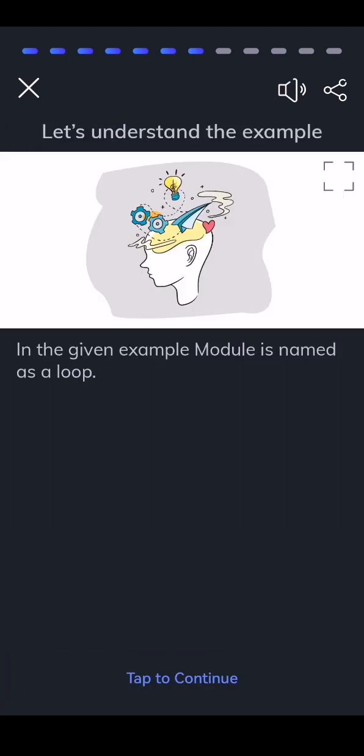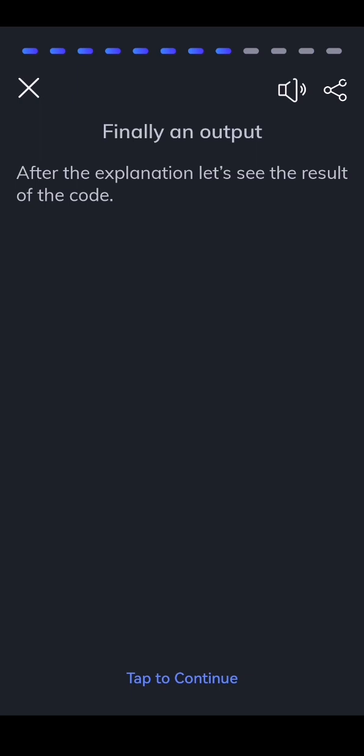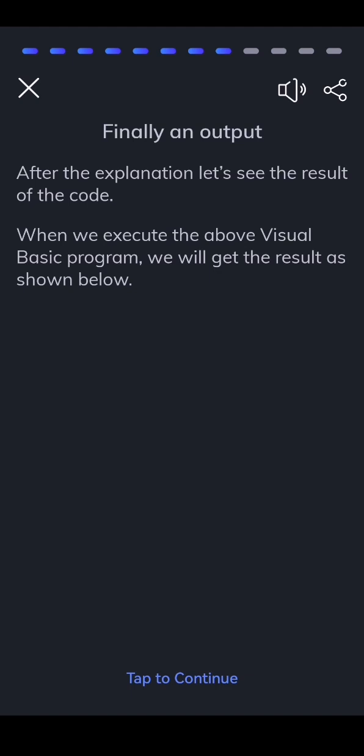In the given example, module is named as a loop. We have declared a variable I as an integer. If you observe the above example, first we are increasing the variable I value to 1 by using an increment operator and executing the statements within the do-while loop. After the explanation, let's see the result of the code. When we execute the above Visual Basic program, we will get the result as shown below.